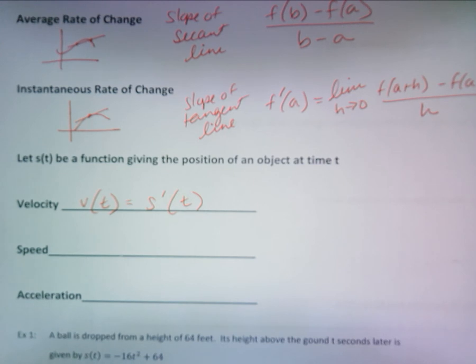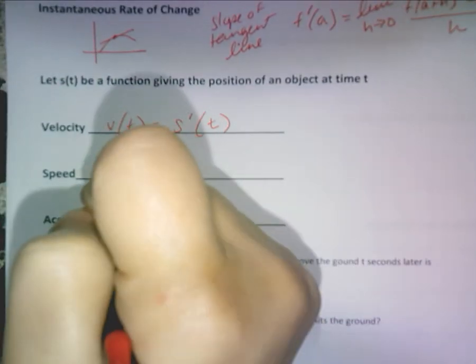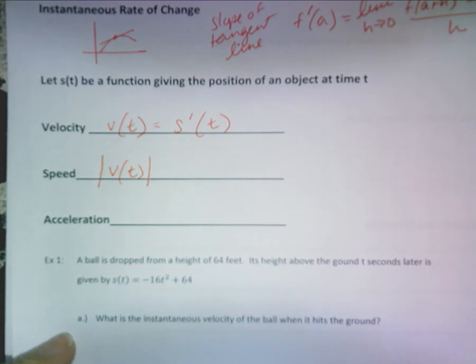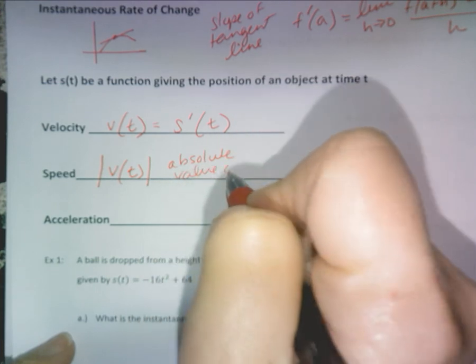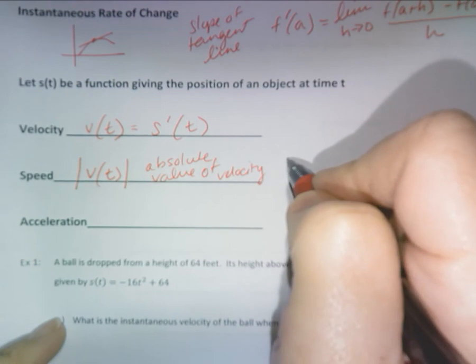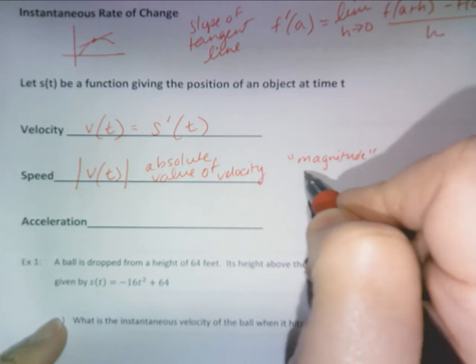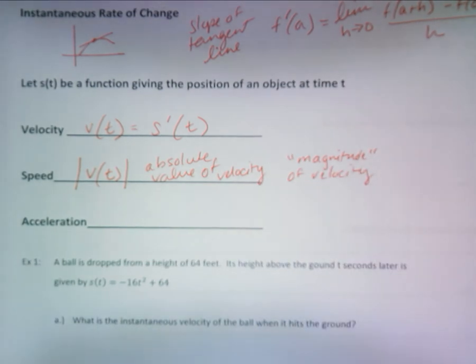Very simple. Again, if you take physics, you would have to do a whole bunch of algebra 2 stuff to figure that out. Speed is the absolute value of your velocity. We also call that, in physics, magnitude. When you see absolute value, it's the magnitude of velocity. Sometimes they'll use that word. What's the magnitude?